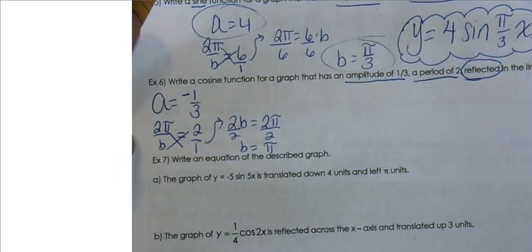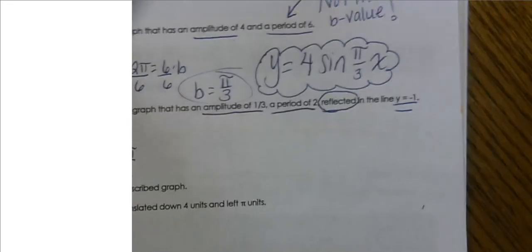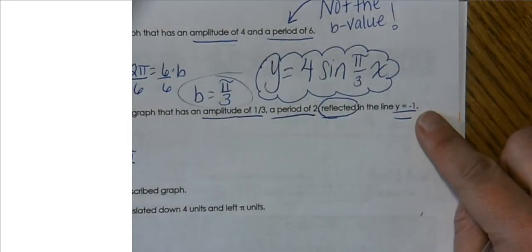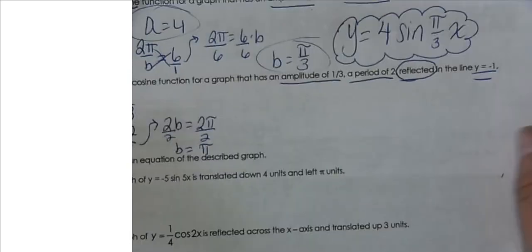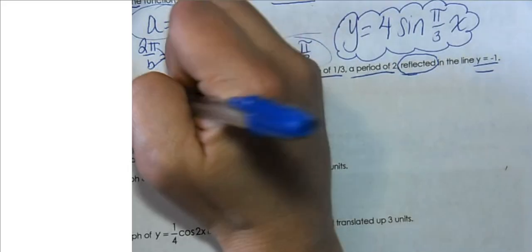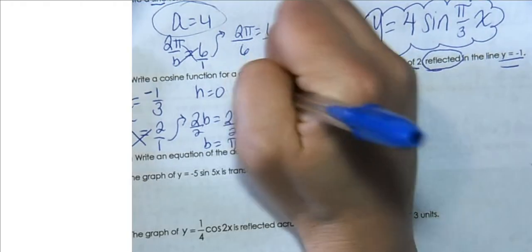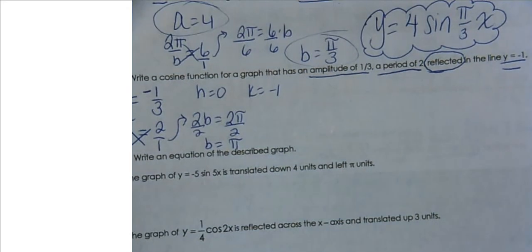The last clue that I have is that this has been reflected in the line y equals -1, and I have no information about h. So you can make h whatever you want. So I'm going to make h 0, and I'll make my k value -1, because remember that the k value is always your horizontal line that's our axis.